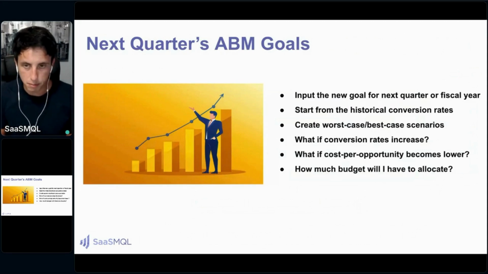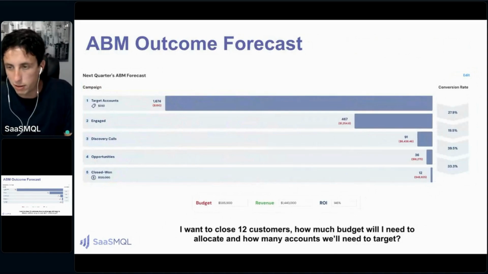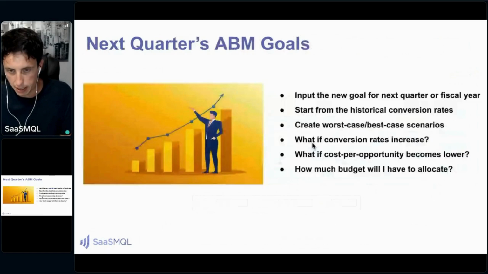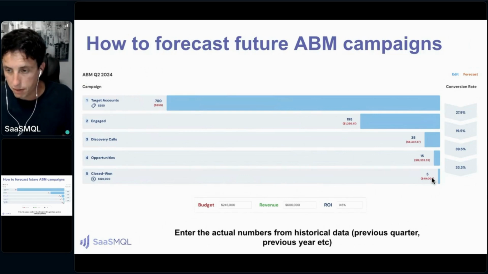So let's see an example. This is an outcome forecast. It means I'm not trying to get five again, which is the number of new customers I closed last quarter. Here I'm trying to get 12 customers. How much budget? This is a simple formula, obviously, because everything else stays the same. I'm allocating the same amount of money, right? Same everything. I allocated 350 per account, and I closed five new customers.